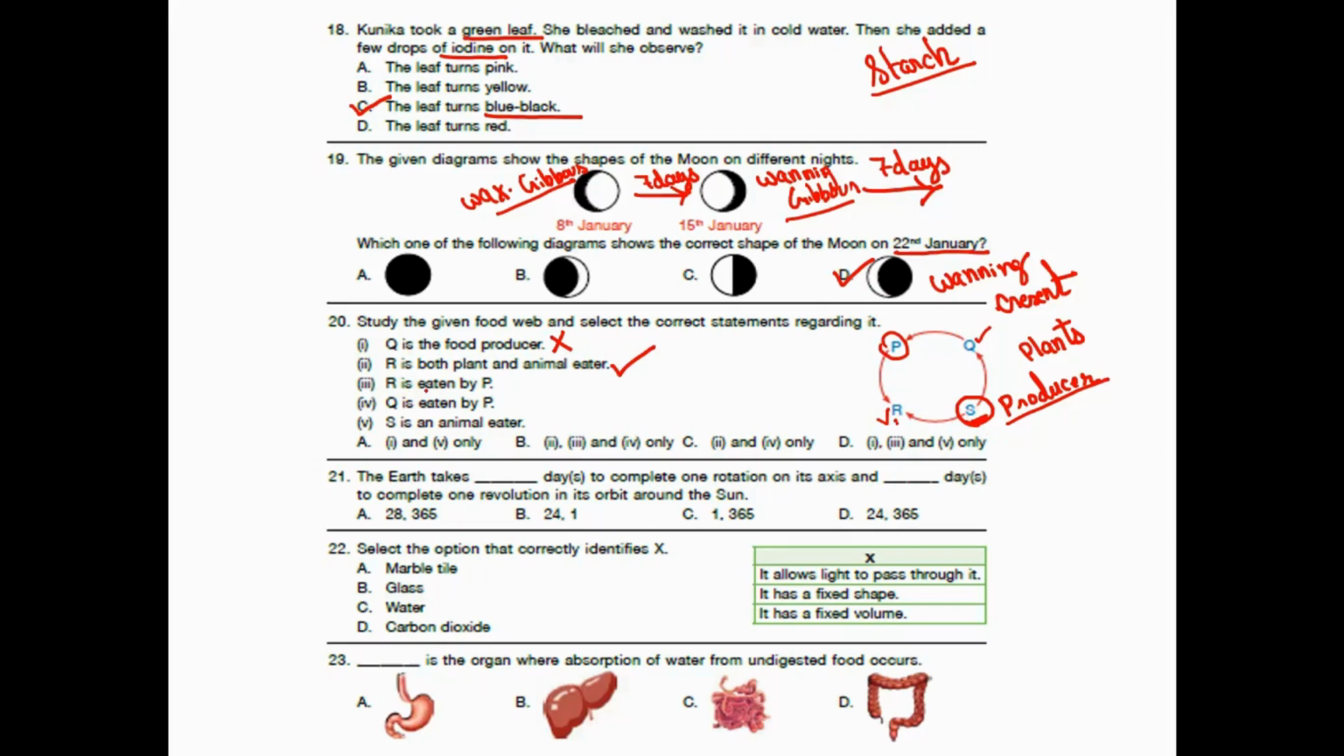Option 3 says R is eaten by P. No, this is wrong because the relationship is wrong. R is eating P. P is not eating R. R is eating P, right?